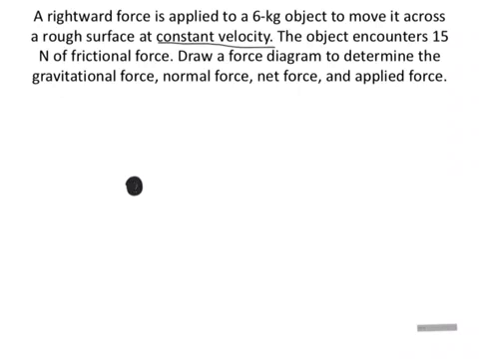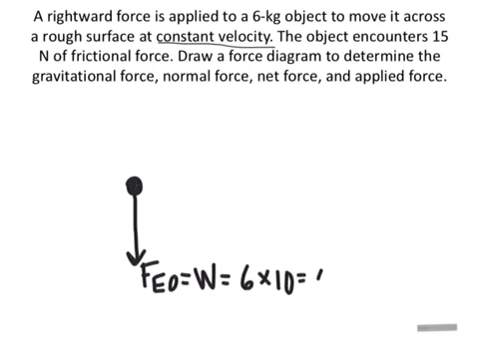We have Earth pulling down on the object. So that's the force of Earth on our object. And again, this is the same thing as weight. And we calculate weight by taking the mass times the acceleration due to gravity, which is 10. So the mass was 6 times g, 10. And so Earth is pulling down with 60 newtons.